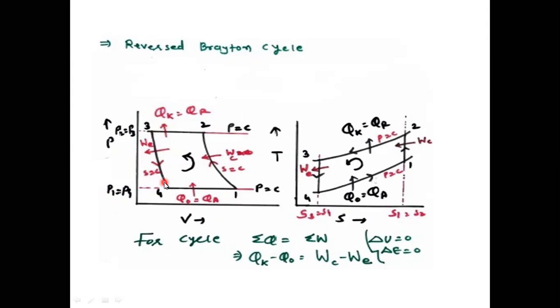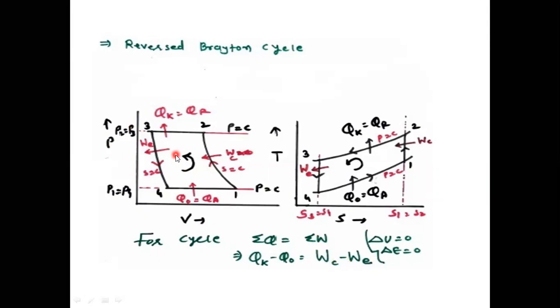There are two heat interactions during this cycle. One is QK, another is Q0. So net heat interaction is equal to QK minus Q0. And there are two work interactions during the cycle. One is compression work WC and another is expansion work. So net work is equal to W compression minus W expansion.